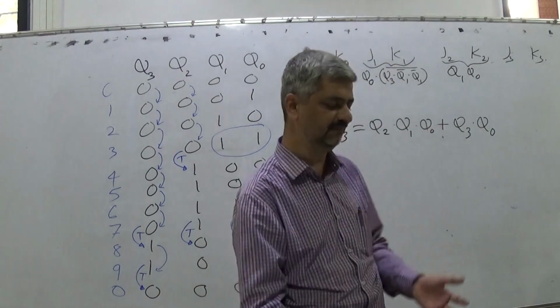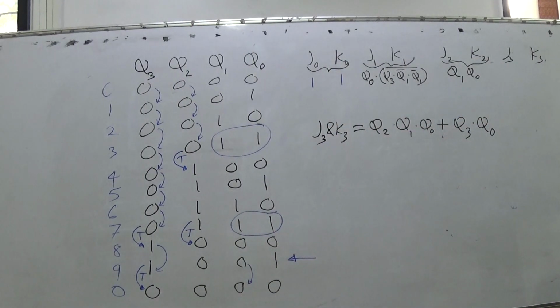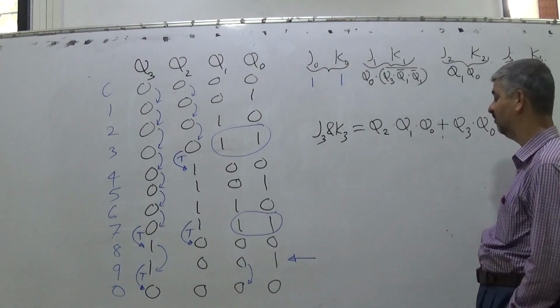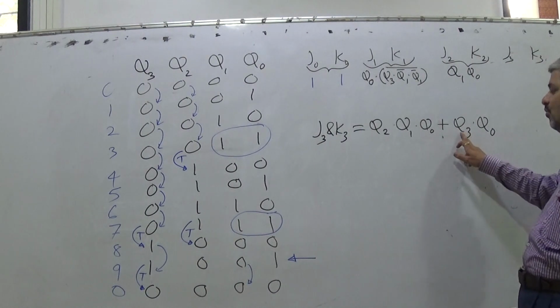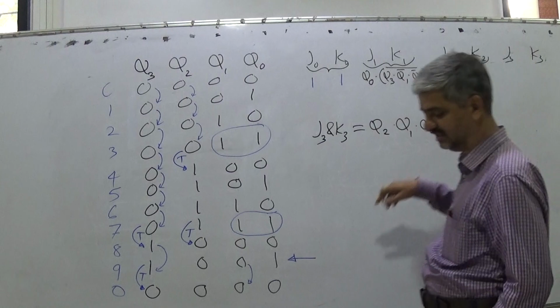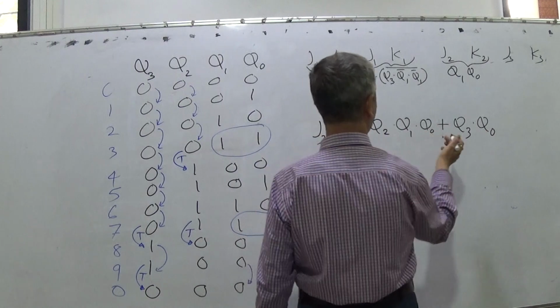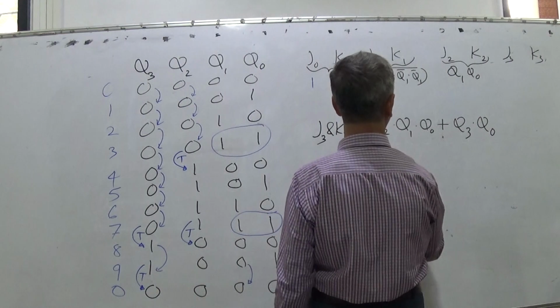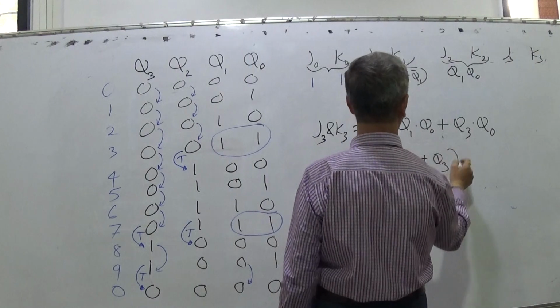You can simply verify. So the decade counter's most significant bit Q3 is expected to toggle if the least significant 3 bits are 1, 1, 1, or if the most significant bit is 1 and the least significant bit is also 1. Then you can further simplify by taking Q0 common. By taking Q0 common, you can say Q2 dot Q1 plus Q3 into Q0.